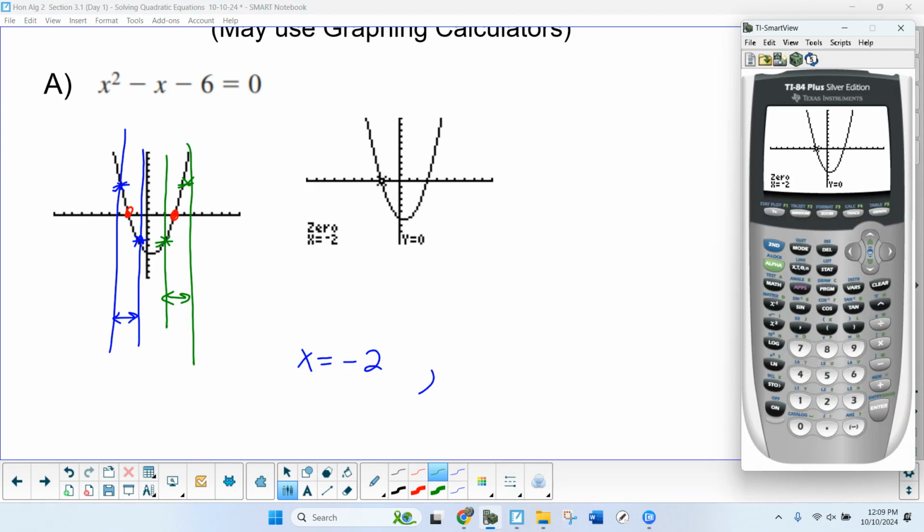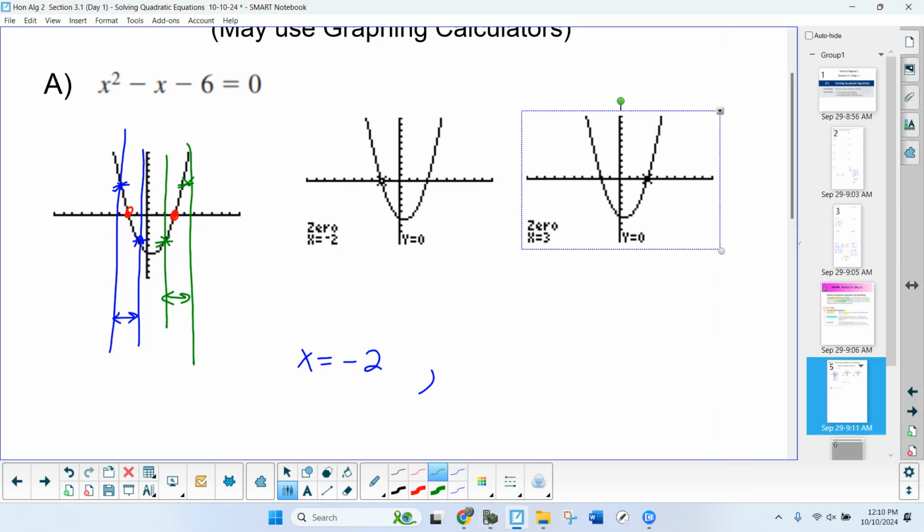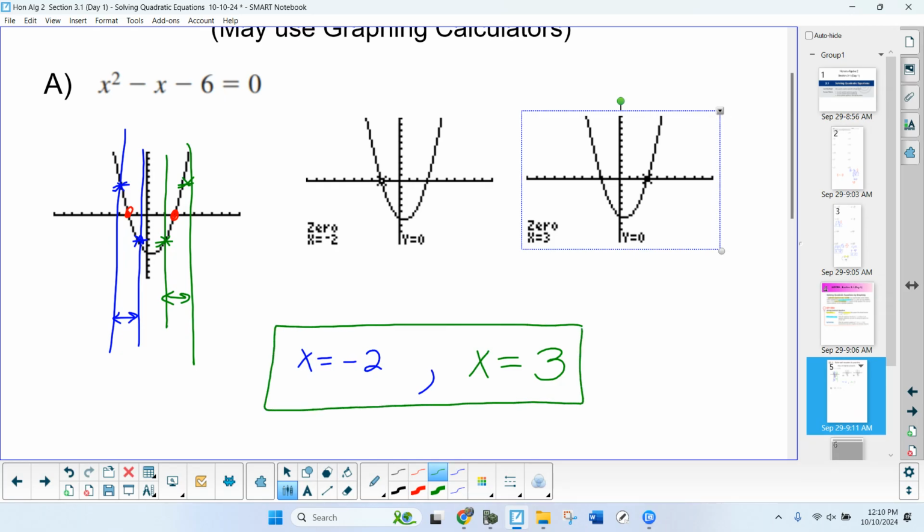All right, so again, I'm going to go second calc, number 2, which is 0. I need to have the left bound, so I just need to be somewhere to the left of that 0. Hit enter. Somewhere to the right of that 0. Hit enter. Do I want my calculator to guess where it is between those? Yes, hit enter. Where is my second solution? 3.